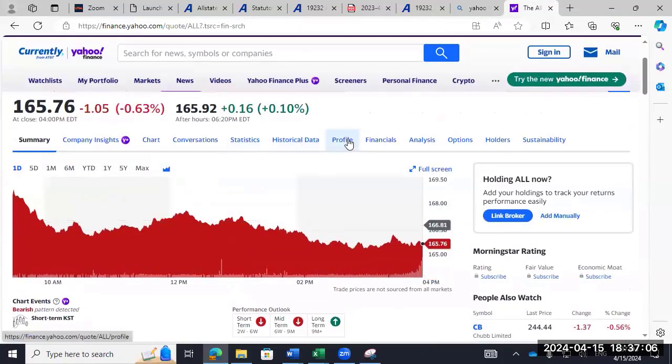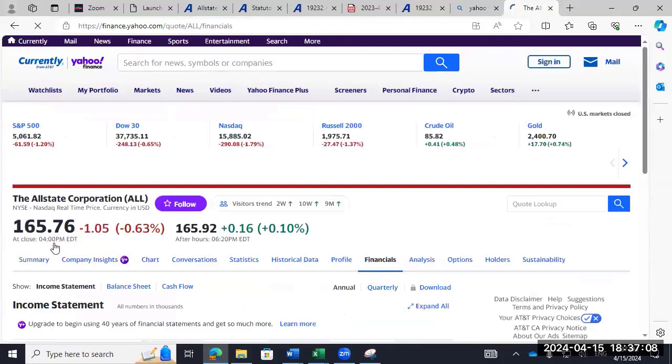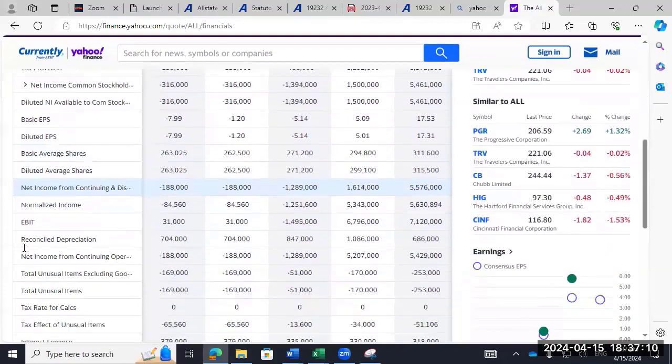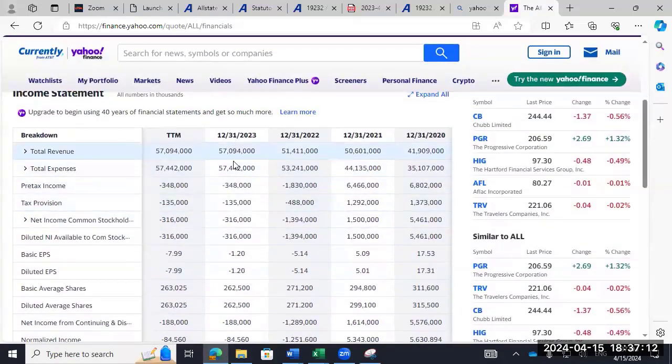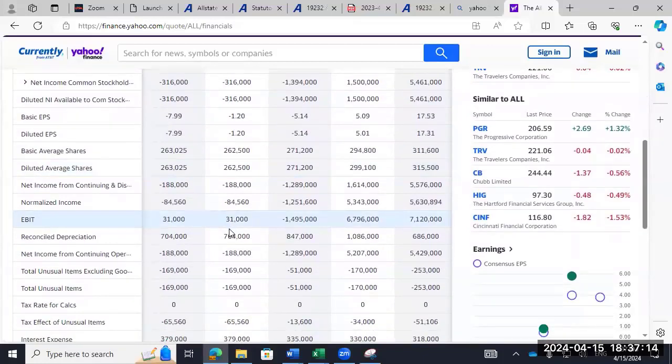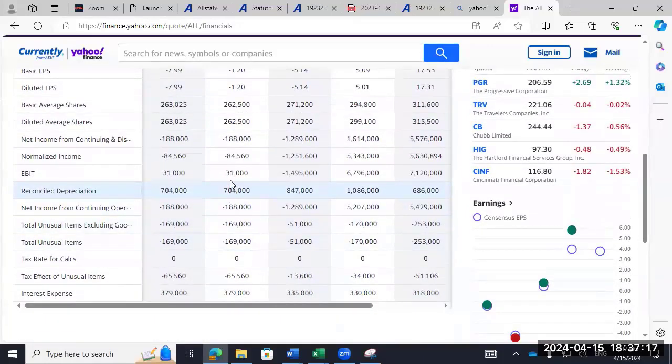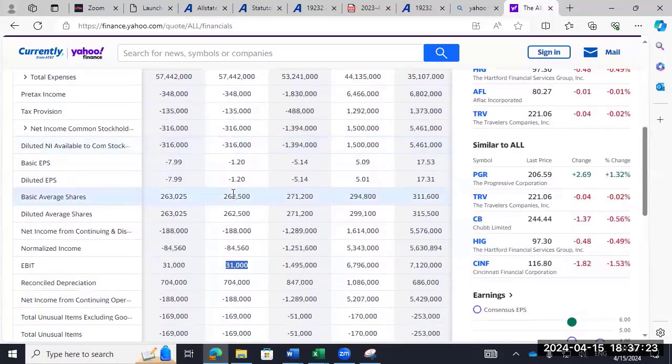If you look at Allstate, their net income for this last year was, boy, they've had some horrible years. So last year they only made $31 million. Boy, I don't know what happened to them back there. That's pretty pathetic. But there's 31 million.